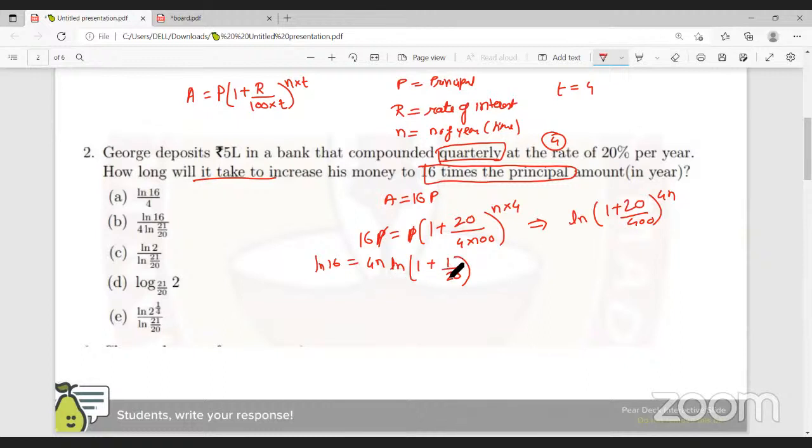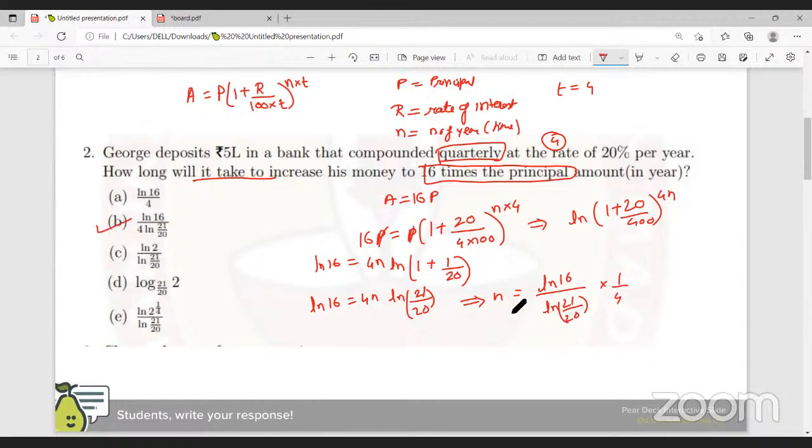21 by 20. So ln of 16 equals 4n ln of 21 by 20. So we have to find out n here. What will be my n? ln of 16 upon ln of 21 by 20 into 1 by 4, right? Into 1 by 4. So B is the option here, the correct one.